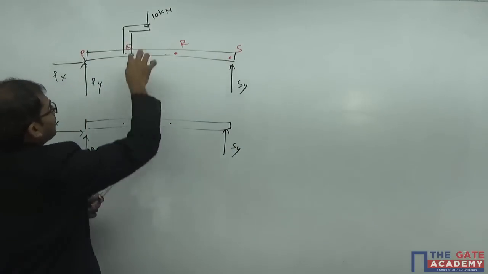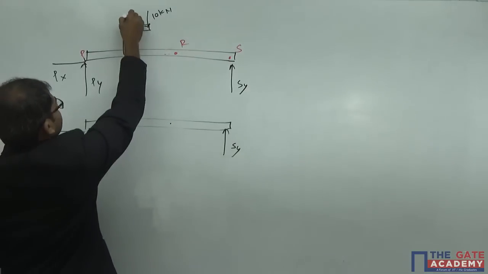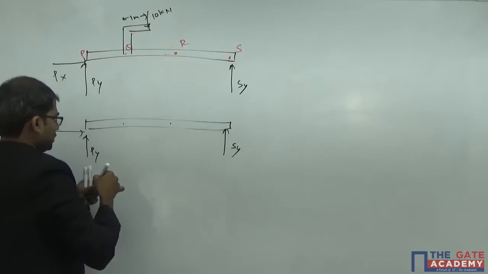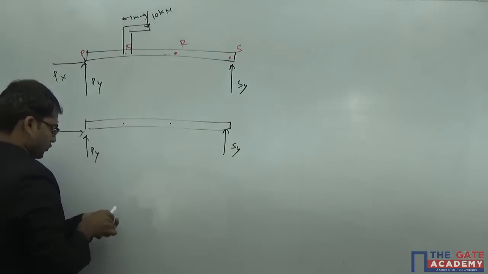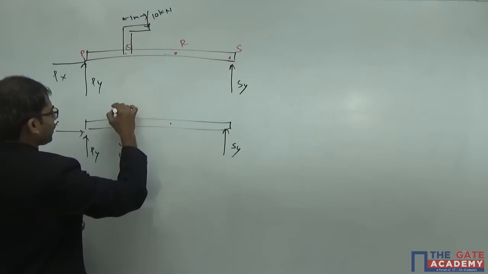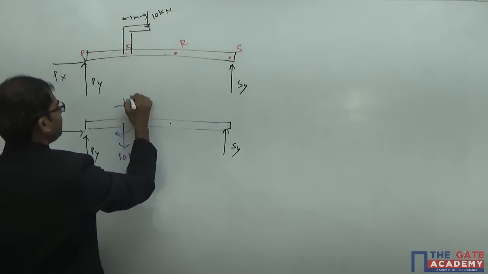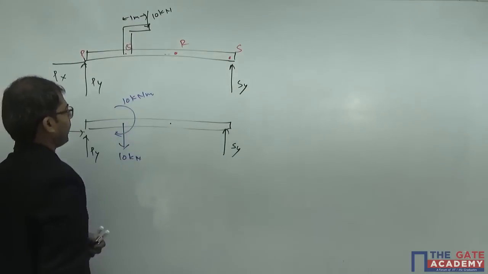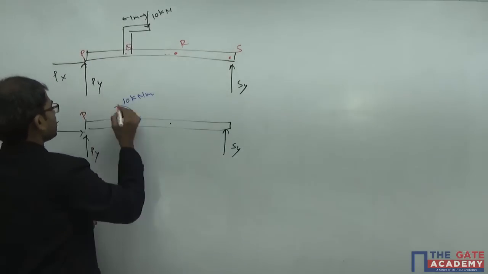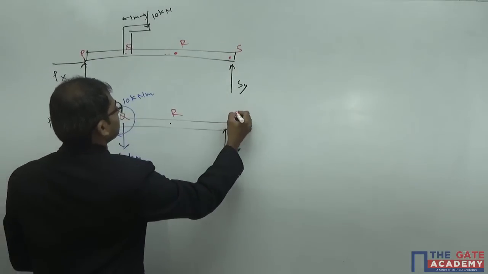So here, this distance is 1 meter. If you transfer the load from here to here, you will get a reaction force of 10 kilonewton, and also a clockwise moment given by 10 kilonewton meter. So this point is P, this is Q, this is R, this is S.